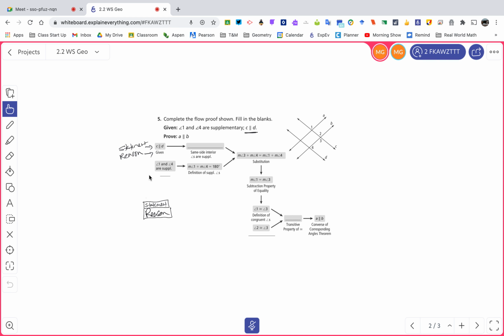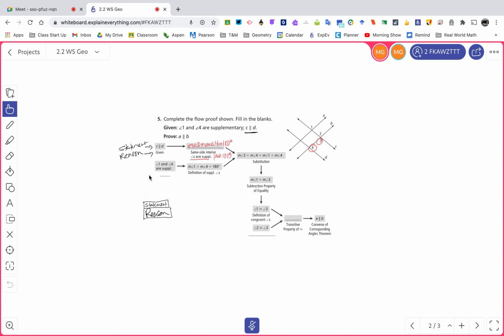I'll go through number 5 with you, so let's do this together. This says same side interior angles are supplementary. We want to look at which ones are same side. Angles 3 and 4 happen to be same side interior. What does supplementary mean? Add to 180. So we're going to say measure of angle 3 plus measure of angle 4 equals 180 degrees because we know they're supplementary and they're same side interior angles.